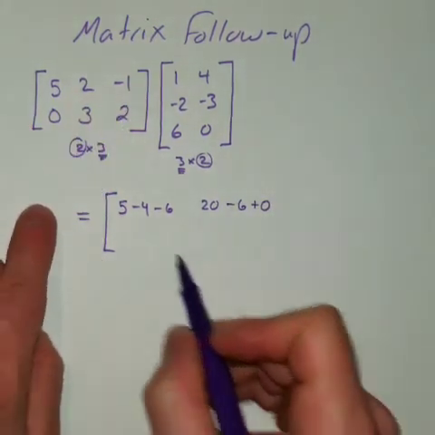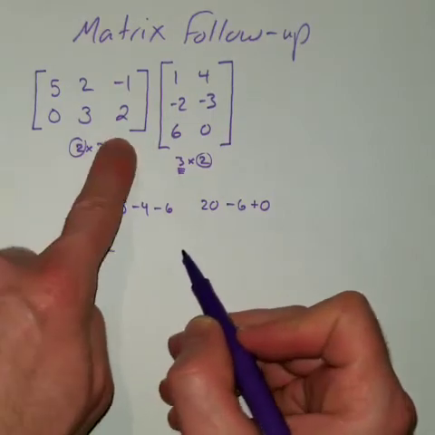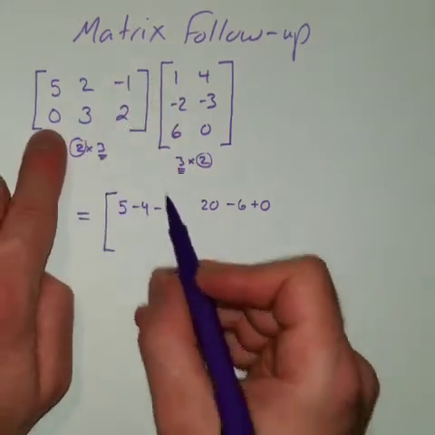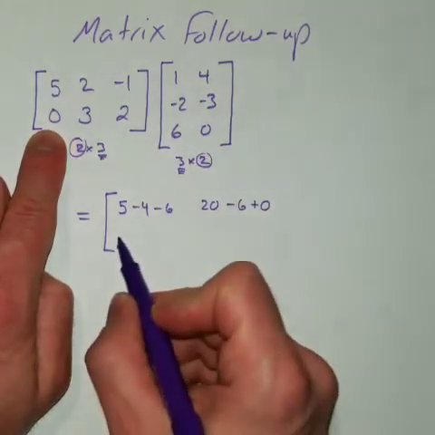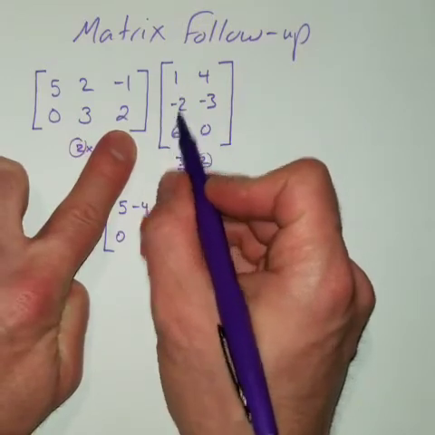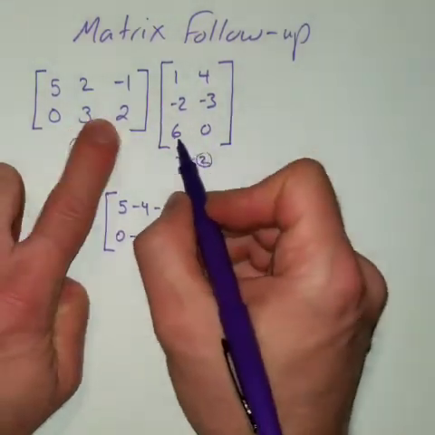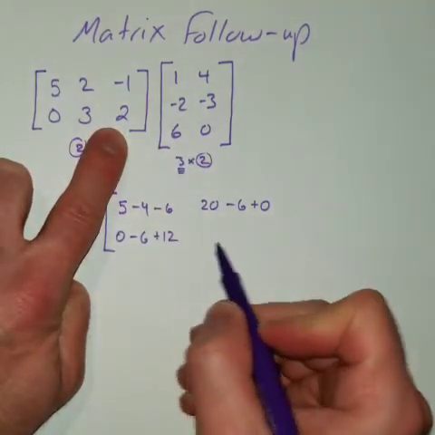Okay. Now we move down. This is the second row, first column, so we take the second row, first column. 0 times 1 is 0. 3 times negative 2, again we're going across the row, down the column. 3 times negative 2 is negative 6, or minus 6. 2 times 6 is 12.